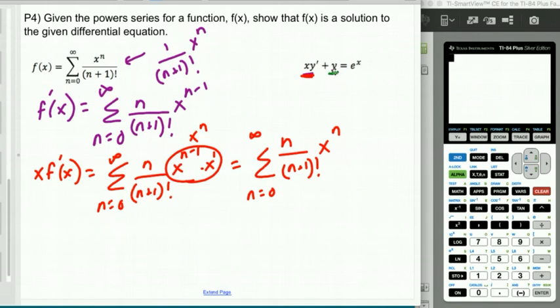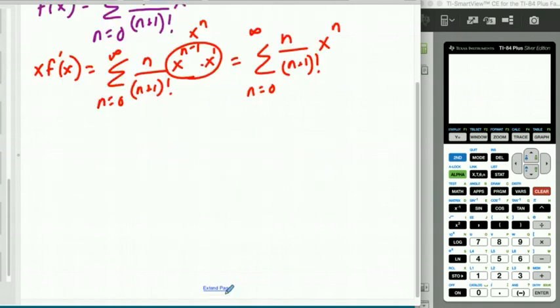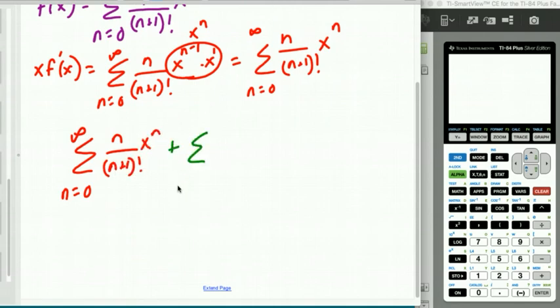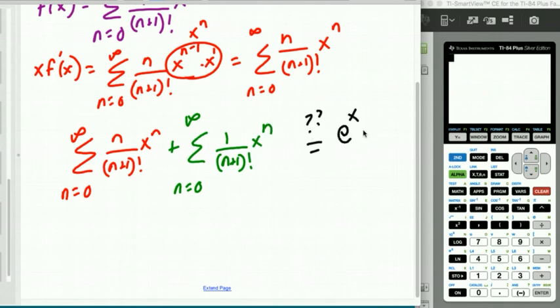So this guy is this sum. So the question is, can I show that the red sum I have, the sum from 0 to infinity of n over (n plus 1) factorial x to the n, plus the green sum, which was the sum from n is 0 to infinity of 1 over (n plus 1) factorial x to the n, can I show that this thing is equal to e to the x, right?